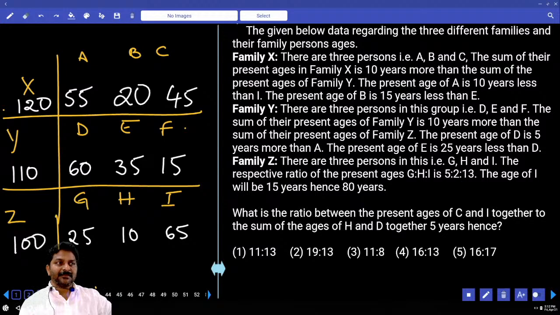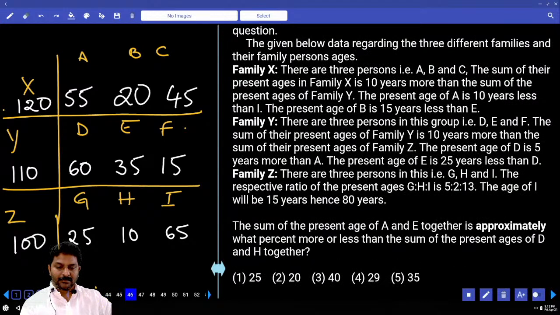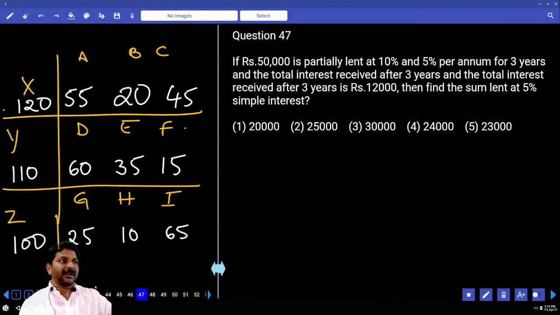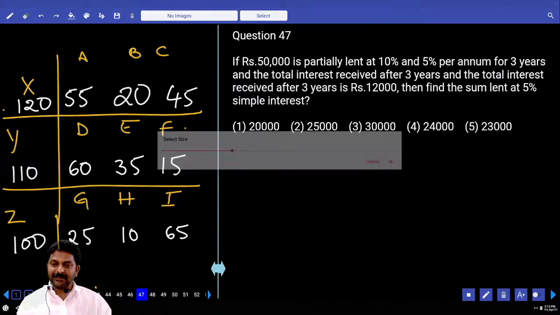Shall we go to the next one? Does anybody want any particular question in these 6? Should I start with 47 then?